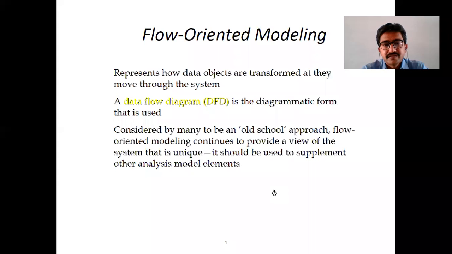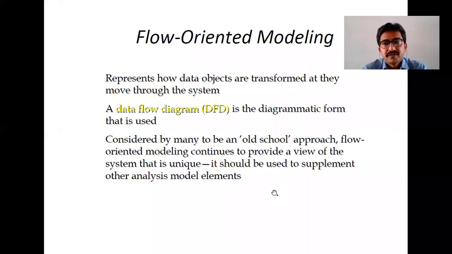Right. So I hope it is visible. Fine. So coming to this flow-oriented modeling, the name itself represents how data objects are transferred as they move through the system. Data objects, as we have just seen, any external entity can be considered a data object. How the data will flow between the input and output, the movement of that data throughout the system will be represented with the help of flow-oriented modeling.